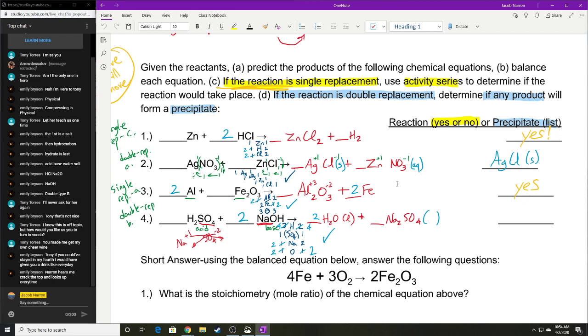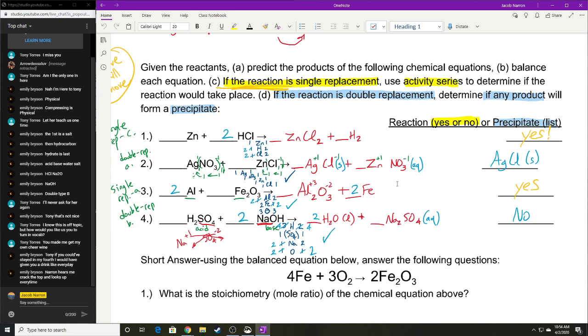Alright, so sulfates. Where are my rules on sulfates? Here it goes. It says all sulfates are soluble. And it doesn't say anything else about sodium. So all sulfates are going to be soluble, so it's going to be aq. So are there any precipitates? No. There are no precipitates for this.